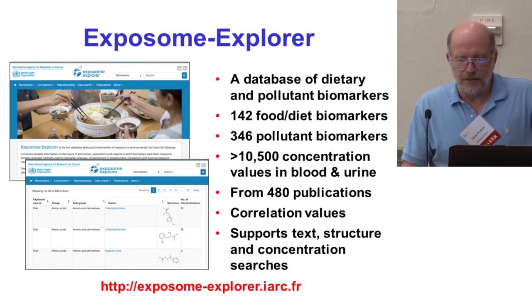Right now there are 142 food and dietary biomarkers that they've identified as strongly validated. They included only those that exhibited high correlations with the consumption of the food. And this particular database provides thousands of concentration values, both in blood and urine. As I said, the correlation values are provided for all of the validated biomarkers. And like our other databases, it supports text, structure, and concentration searches.